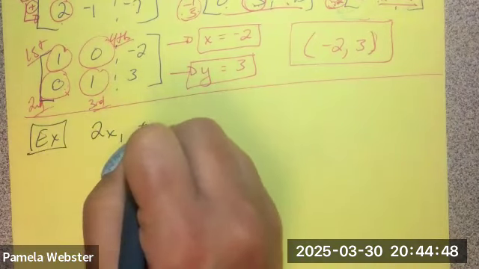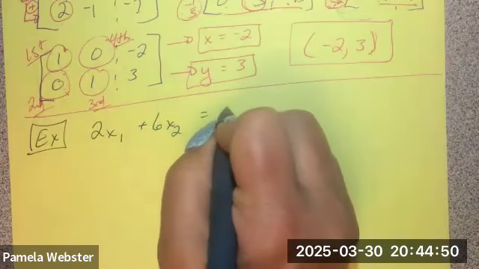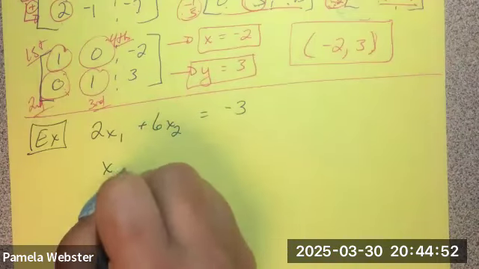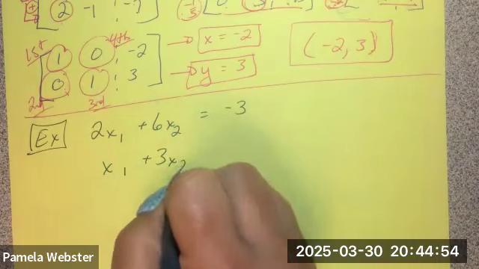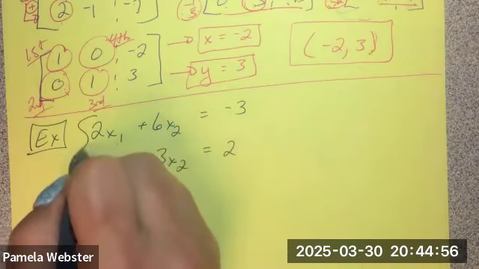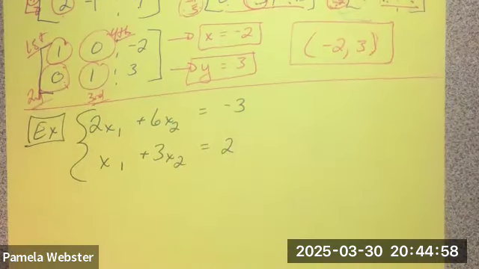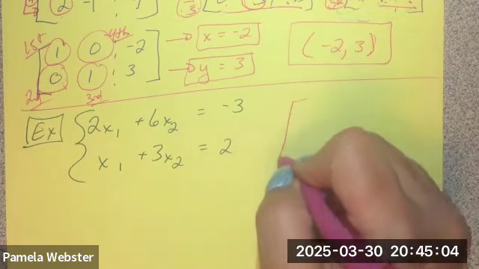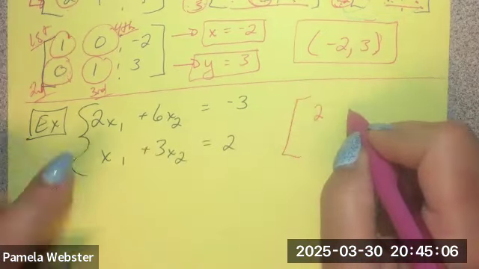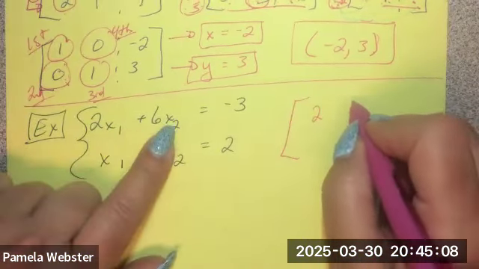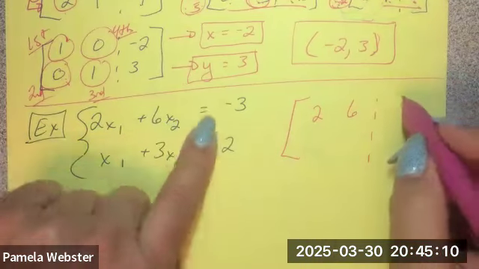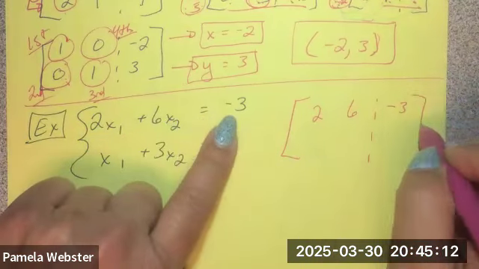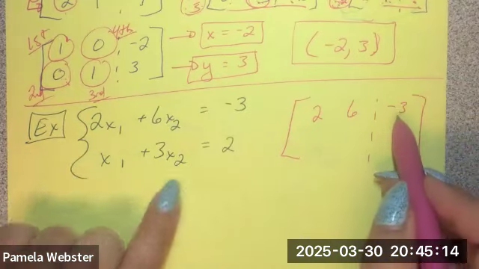2x sub 1 plus 6x sub 2 equals -3. x sub 1 plus 3x sub 2 equals 2. Again, I don't know why they switched to the x1s and x2s, except that they're in matrices now and they think, oh, we have to be special for matrices. But it's still my x guy. This is still my y guy. That's still my equals. And on the right-hand side, I still have my constant.